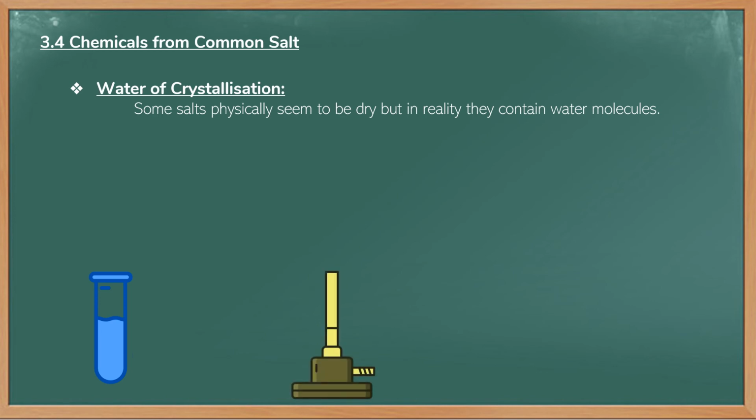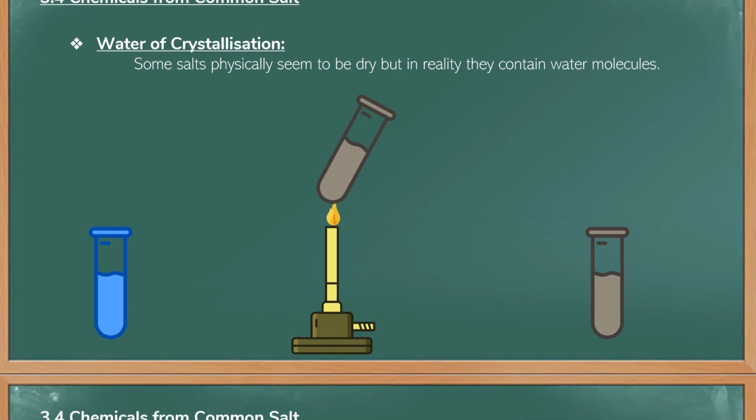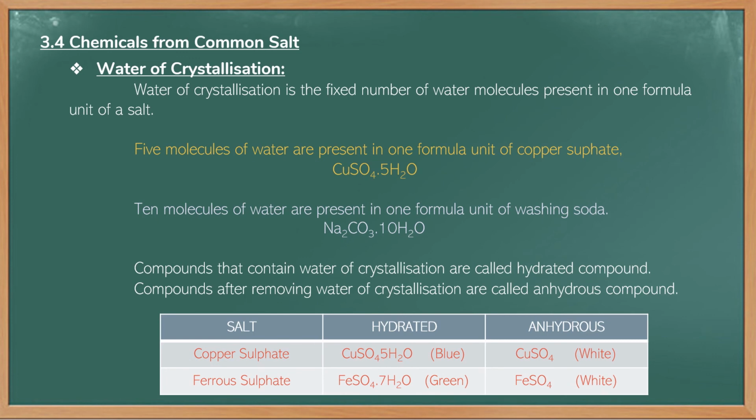Then take a burner and light it. Then heat the test tube over the flame. We observe that water vapor evaporates from the test tube, and color of the salt changes to white. This activity shows that although the salt, copper sulfate, appeared to be dry, in reality it did contain some water molecules. The water molecules we saw in the previous activity are called water of crystallization.